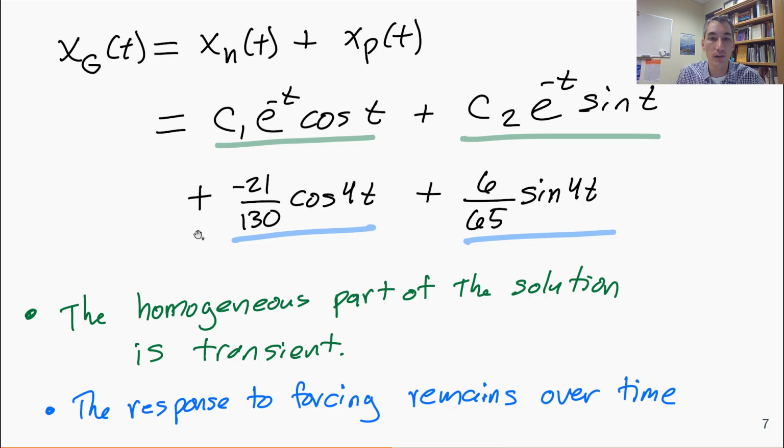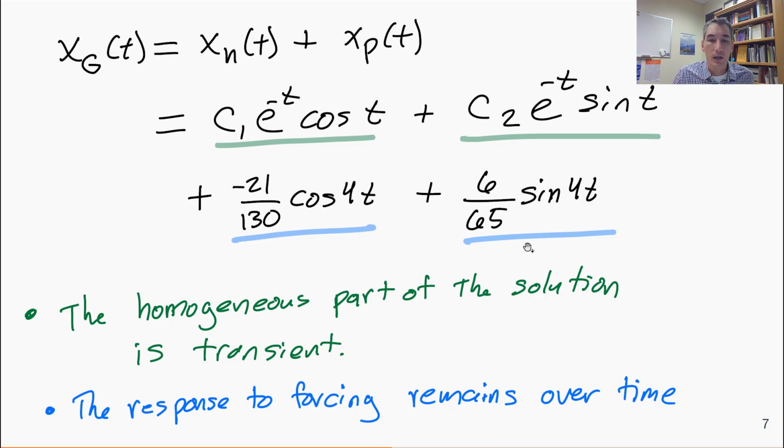Here's the homogeneous, here's the particular. And what I want to point out here is that the homogeneous part of the solution is transient. We've got these decaying exponentials here. Everything in green is going to go to 0. The response to the forcing term from the particular solution is going to remain over time.